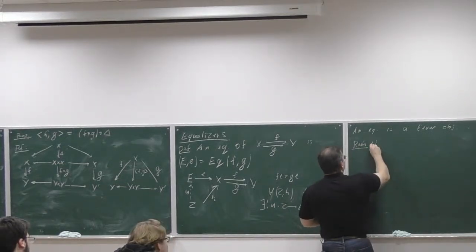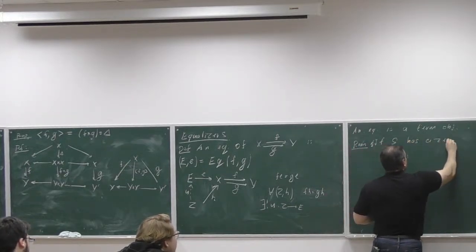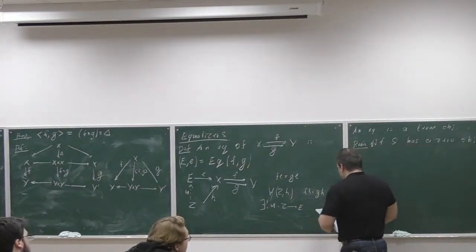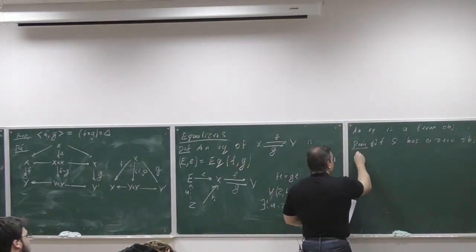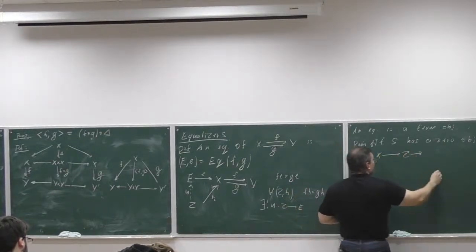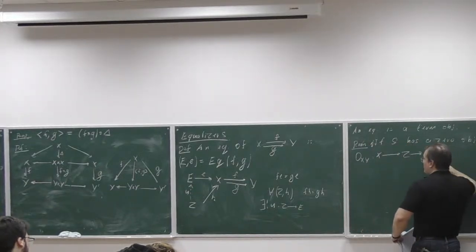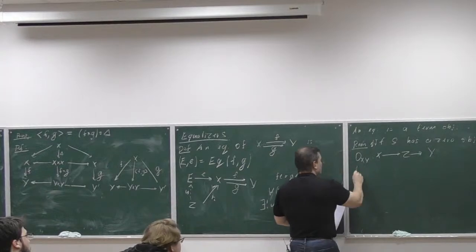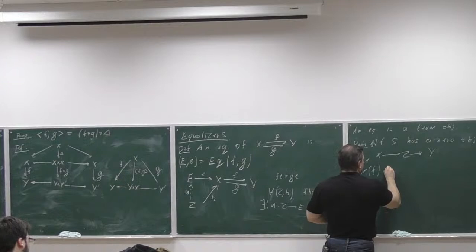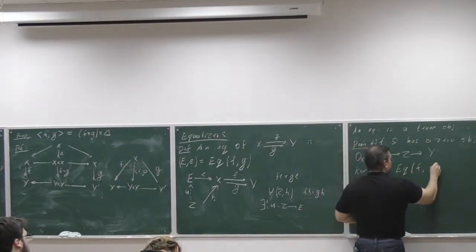If C has a zero object, remember that the zero object is initial and terminal at the same time. Then we have a notion of a zero map, which is a map that factors through the zero object. Then we can introduce the notion of a kernel of a map. So by definition, the kernel of some map F will be the equalizer of the map F and the zero map.